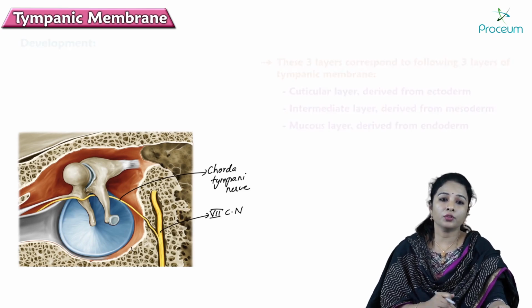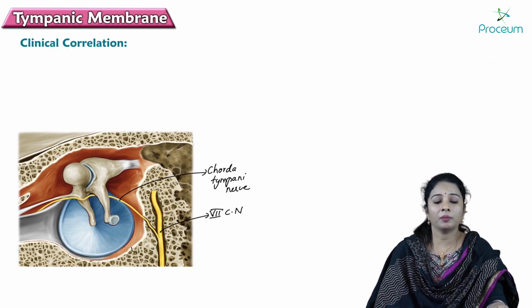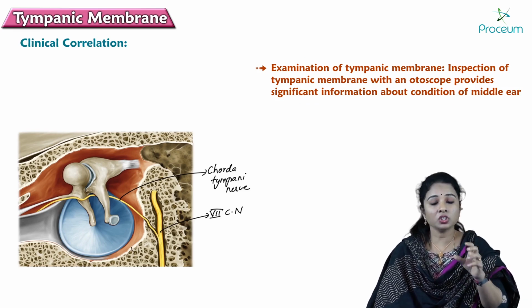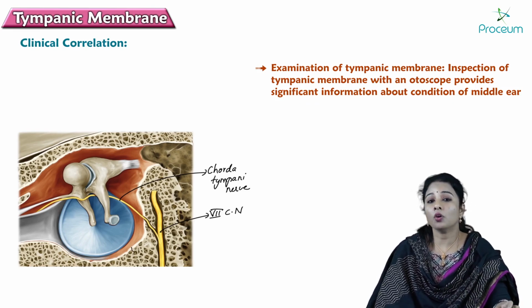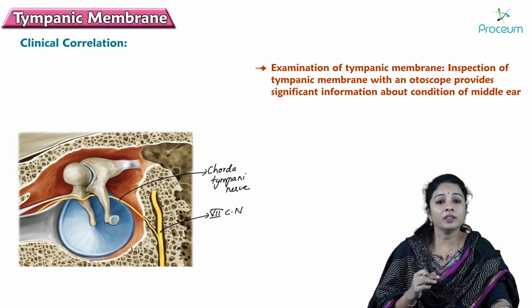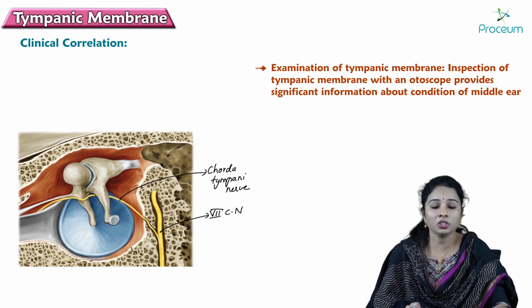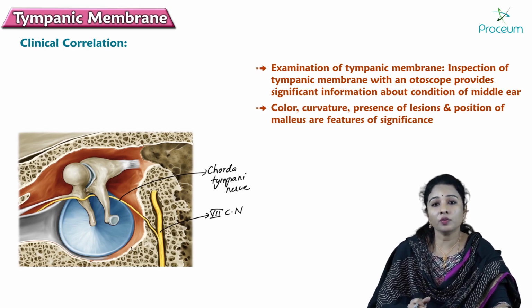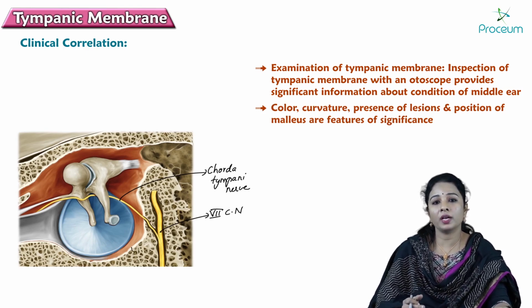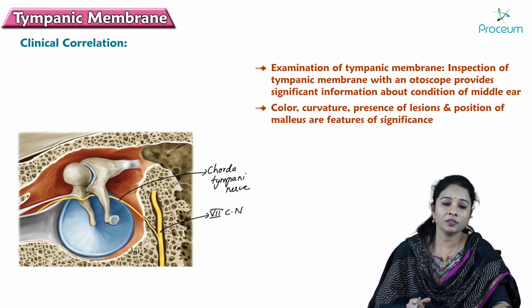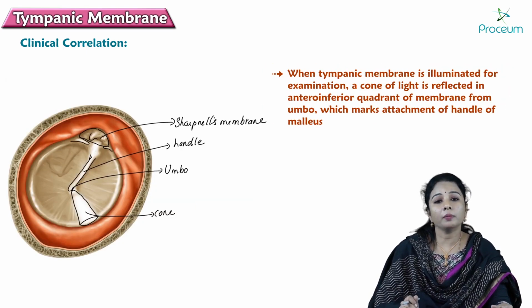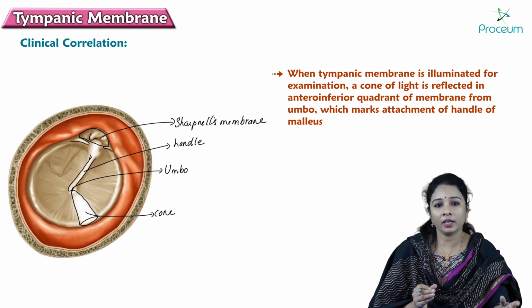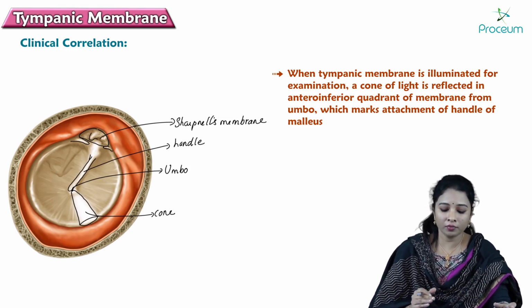Let us understand few clinical correlations of tympanic membrane. An examination of tympanic membrane, that is inspection of tympanic membrane with an otoscope, provides significant information about the condition of middle ear. The color, curvature, presence of lesions and position of malleus are the features of significance. When the tympanic membrane is illuminated for examination, a cone of light is reflected on the antero-inferior quadrant.